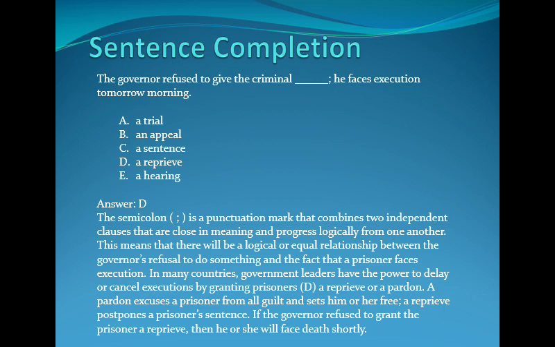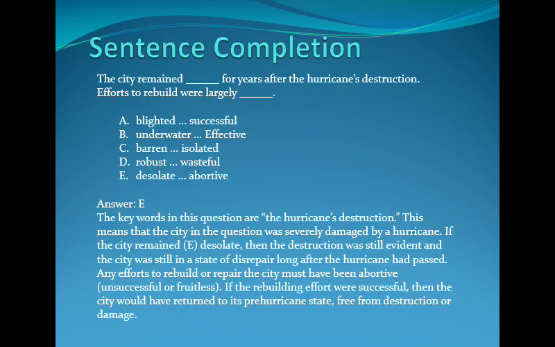But it's pretty simple that since he wants to go forward with the execution, he doesn't want to excuse the criminal. He doesn't want to pardon the criminal. So the best choice that fits into the blank over there is a reprieve. That's the meaning. That means pardon. All others are not related to the sentence as such. Let's have a look at one more.